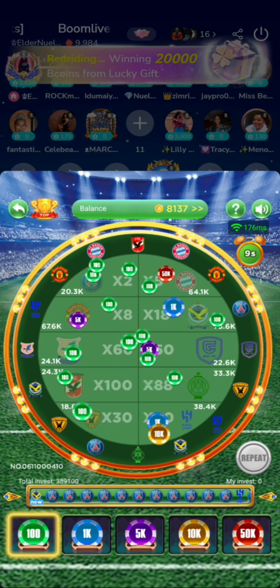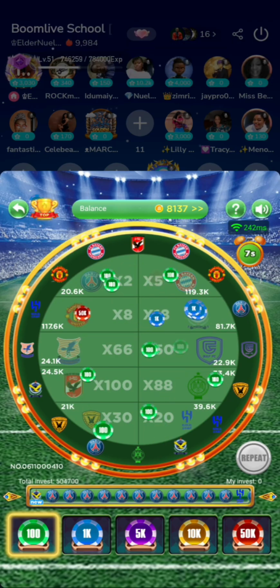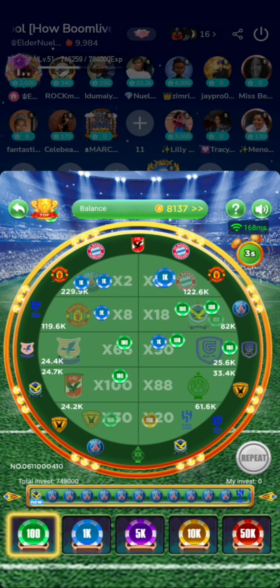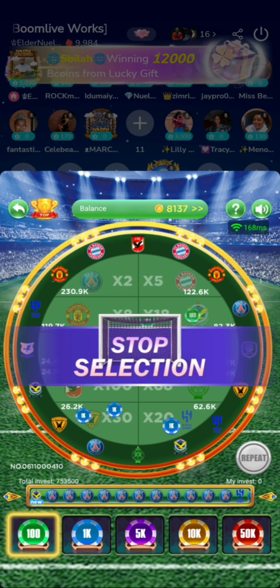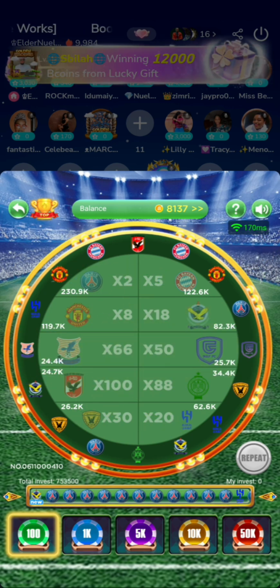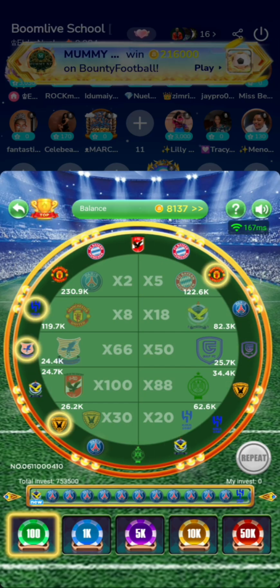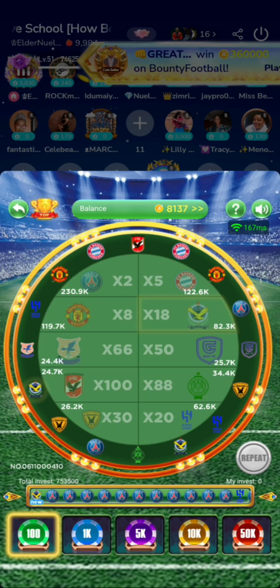And you must not play all sets. It doesn't mean anytime you open Bounty Football, you must play all the sets. You will lose coins. You play some, you rest, just watch the game. When you observe a pattern again, you put in coins. You understand? You see what I just said?